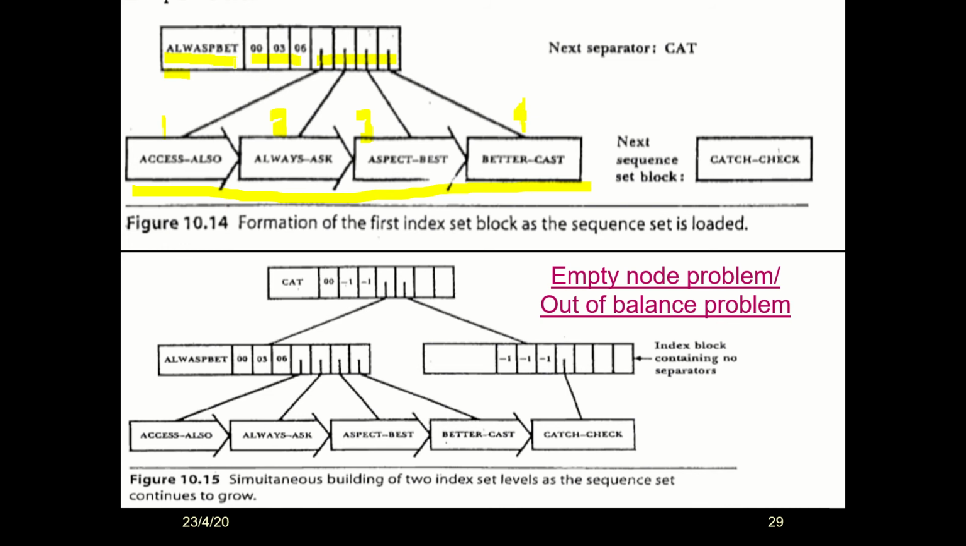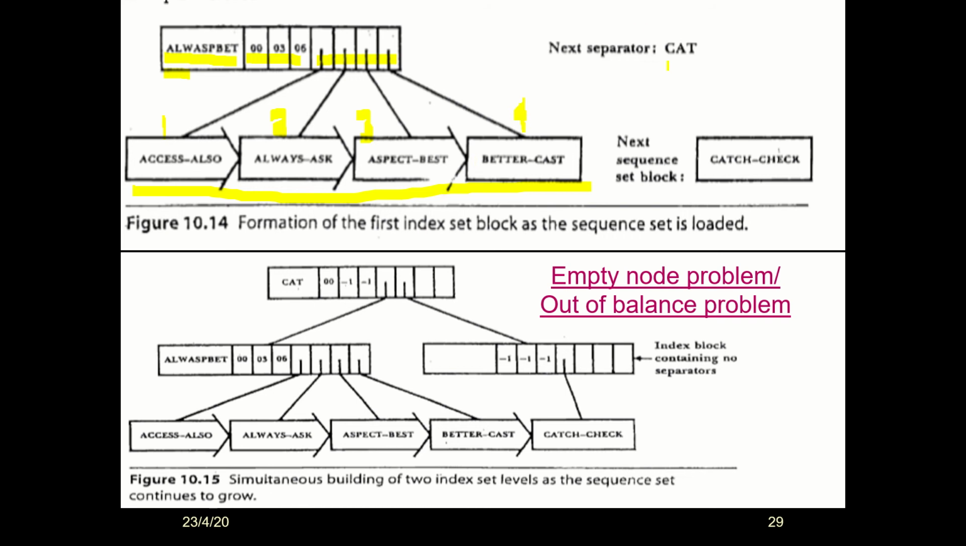Similarly, now we go for the index. Here the first index tells that keys less than ALW will be inside my first block, greater than or equal to ASP in the second block, less than BET in my third block, and greater than BET inside my fourth block. This is how the tree has been created.